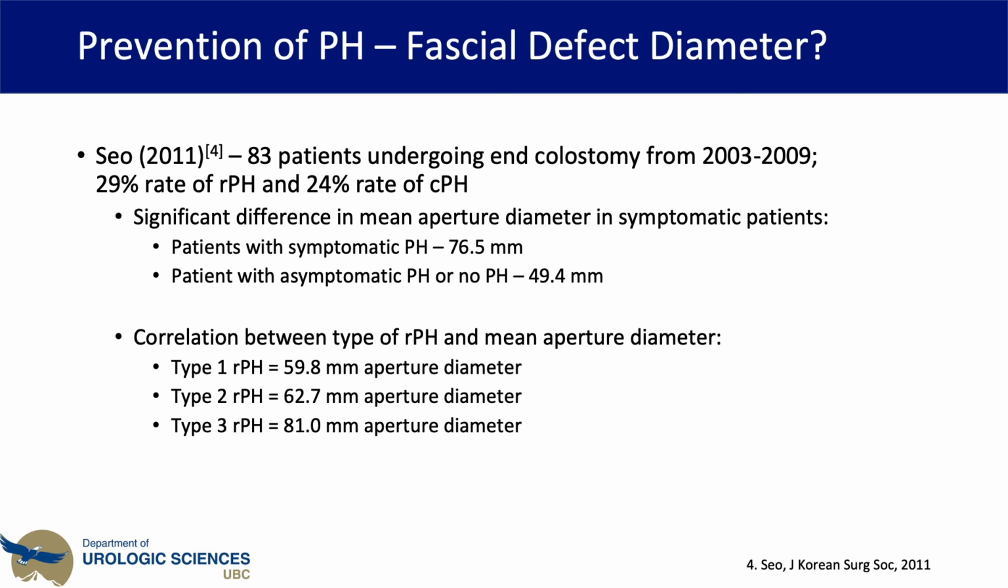One thing to me, these numbers stood out compared to other literature. We'll see that on the next slide. And these numbers are very large. An 81 millimeter aperture is a massive fascial defect. I couldn't find any clarification of why these numbers are so much larger than other studies. It doesn't quite make sense. Maybe their circumference. I don't think those numbers work either. Perhaps just a different measurement technique on CT.